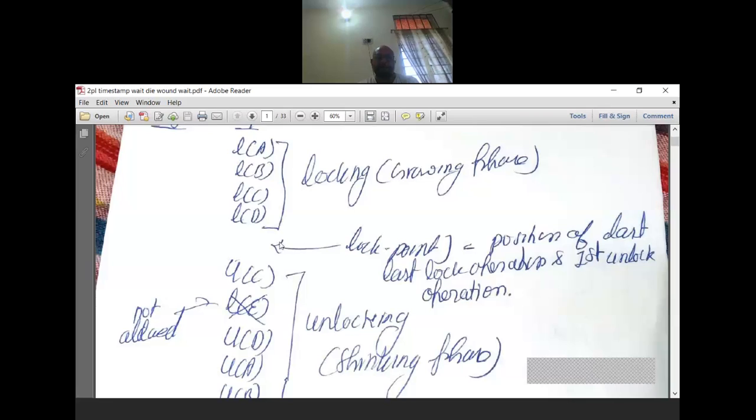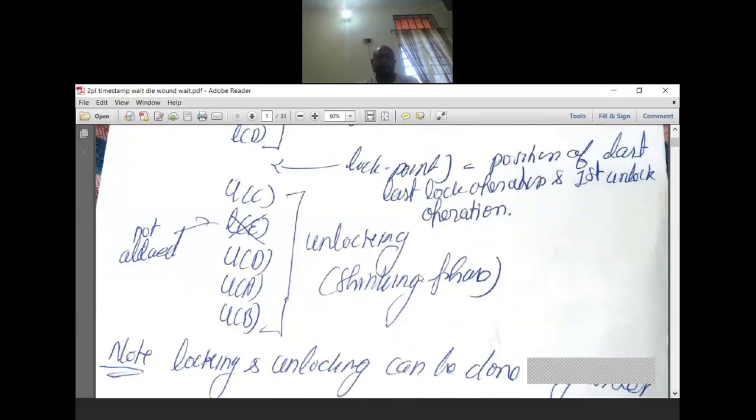And there is a particular time when it cannot gain more locks. That means after unlocking is performed for any data item, after that it cannot lock any other data item. So what is the lock point? After locking all data items and before unlocking any data item, this is known as the lock point. It is the position of the last lock operation and before the first unlock operation. That is known as the lock point. And unlocking I already explained to you. This is known as the shrinking phase. When only unlocking is done, that is known as the shrinking phase.